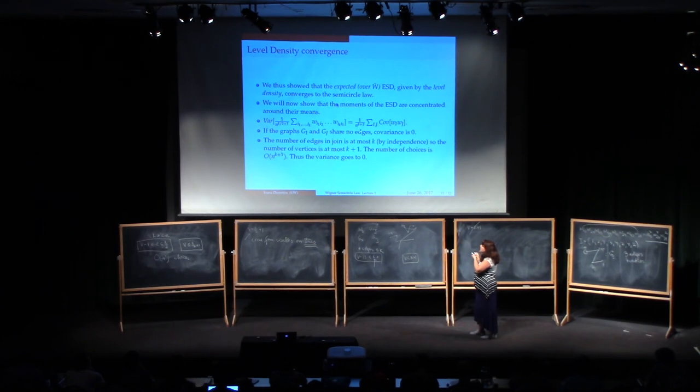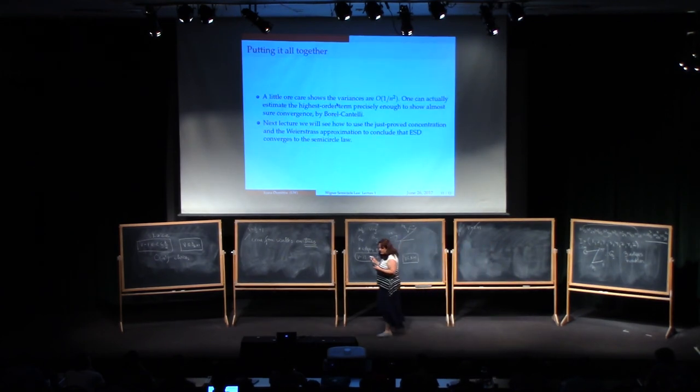And when you divide by n to the k plus 2, you get that the variance of the moment of the ESD is going to converge to 0 like 1 over n squared. You can actually do pretty nice close estimates on the things that I've just waved my hands around, which are the numbers of walks, the numbers of joins of graphs, and so on. You can estimate those things pretty clearly, and it will allow you to construct an almost sure argument by using Borel-Cantelli, but this is a little bit beyond the scope that I want to achieve today.